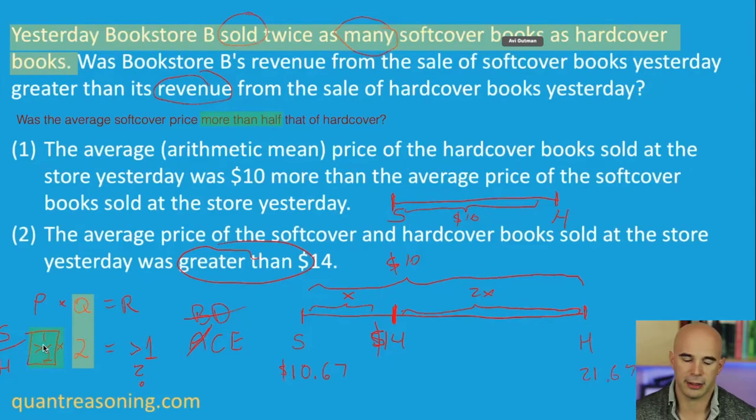Now you don't have to actually find the exact numbers. You just have to show to yourself that even at the minimum point, the average price of softcover is greater than half of the average price of hardcover. In fact, can you all tell me in the chat box, with a $10 difference, what prices would give you exactly half when you know that they're $10 apart? What are the two prices where one would be exactly half of the other when they're $10 apart? 10 and 20. Yeah, exactly. If softcover is on average $10 and hardcover is on average $20, then the ratio would be exactly half.